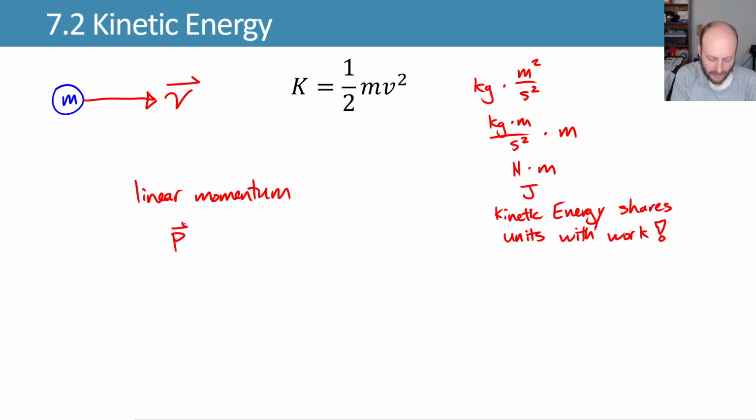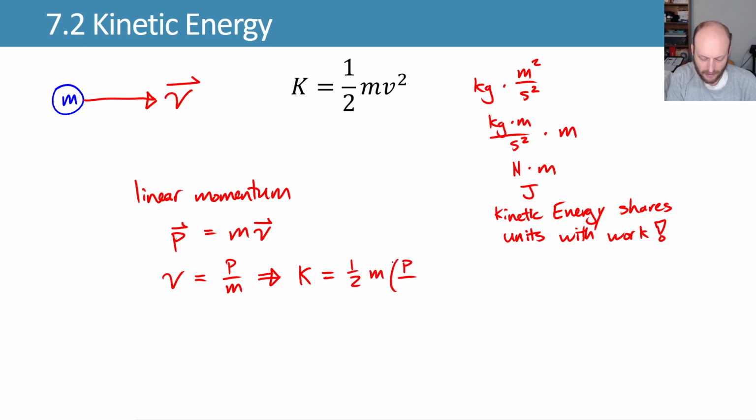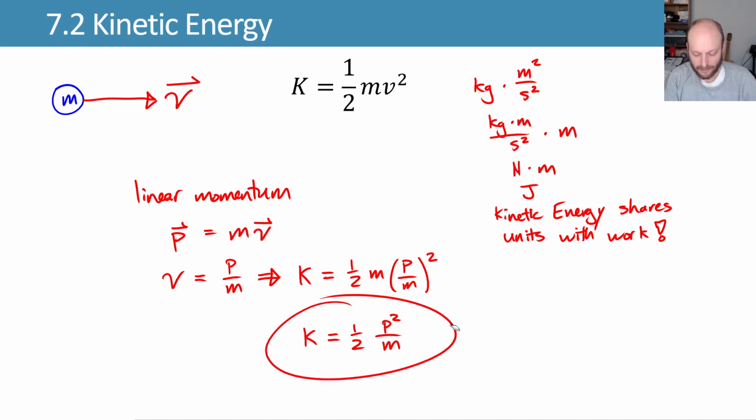Specifically, because linear momentum is defined as mass times velocity, you can say that my velocity is equal to linear momentum over mass. We can substitute that into our kinetic energy statement and say that 1/2 mass times this linear momentum over mass squared, simplified, gives us an expression for kinetic energy in terms of momentum of 1/2 linear momentum squared over the mass. I will frequently use this one, but sometimes it might be more convenient to use this definition of kinetic energy, and so it's nice to have it around as well.